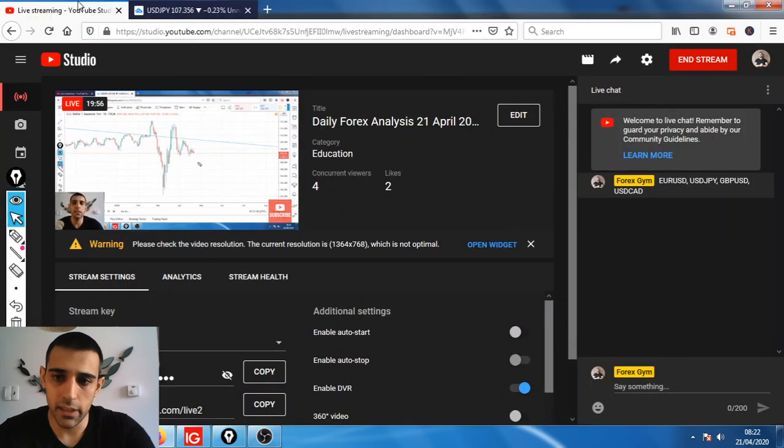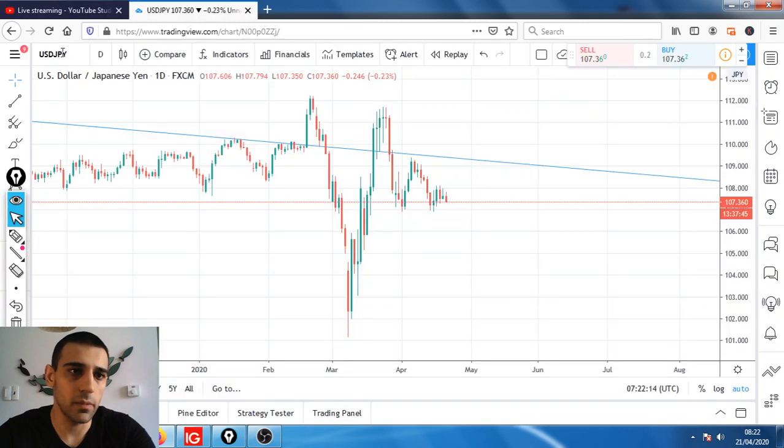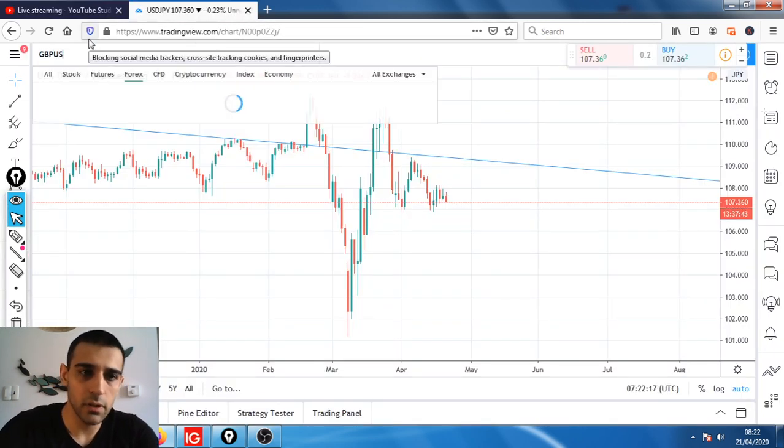So the next currency, let's jump into British pounds against the US dollar, GBP/USD.